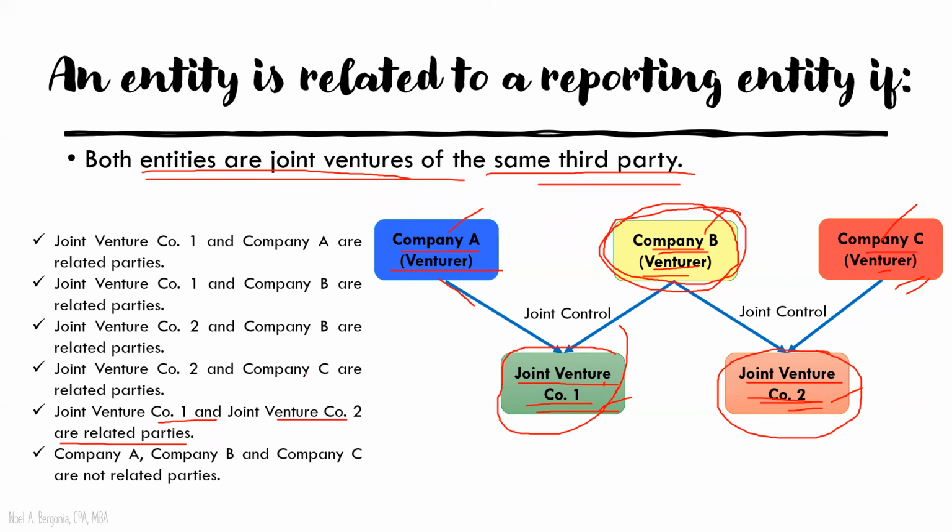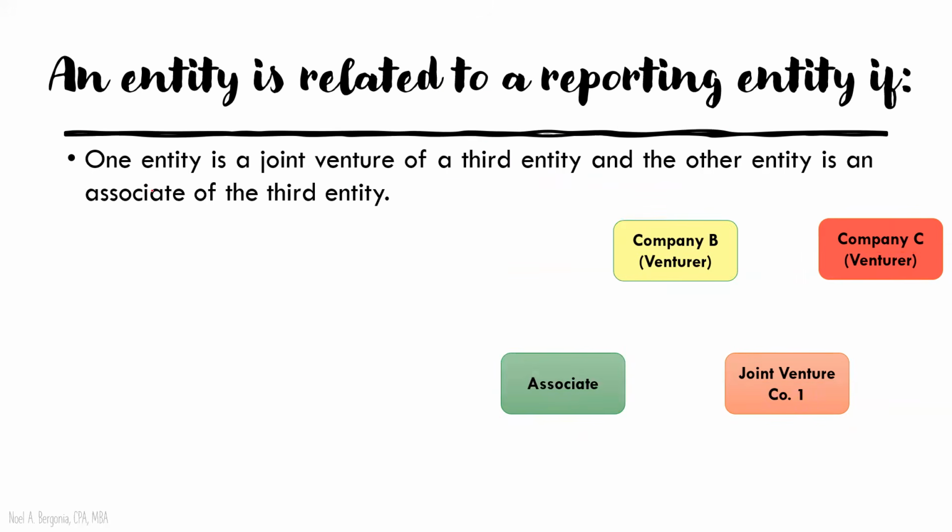Okay. So another thing that we need to know, para masabi na ang isang entity ay related party to another reporting entity, okay, is that one entity is a joint venture of the third entity, and the other entity is an associate of the third entity. So ito naman po, doon sa kanilang relationship, mayroong present na joint venture at saka associate. Kanina in the previous slide, parehas lang na joint ventures. Ito, one joint venture and the other is an associate of the third entity.